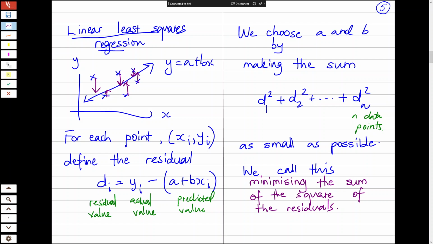The other thing we could have done is change every negative number into a positive number. The problem with doing that is you can't apply calculus to a non-differentiable function. When it's squared, you can do that. It just turns out that when you square it, it's easy to solve this problem. When we do this, we get nice formulas for A and B. So you need to square the residuals, add them all up, and make that sum as small as possible.